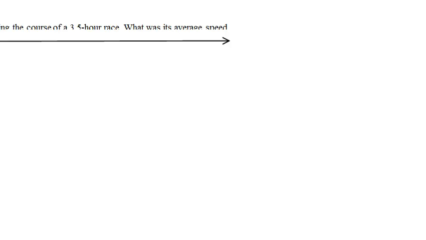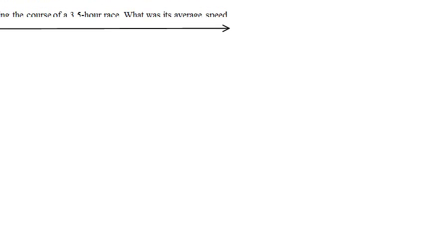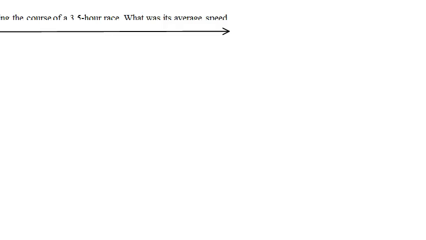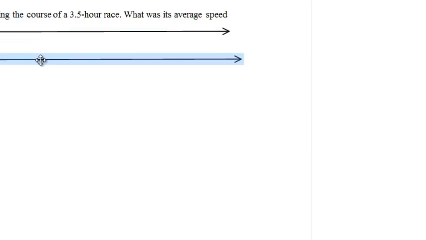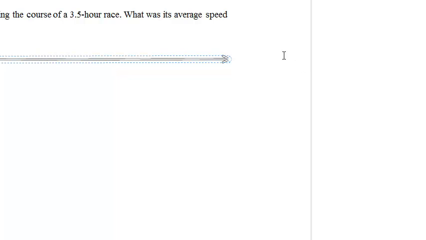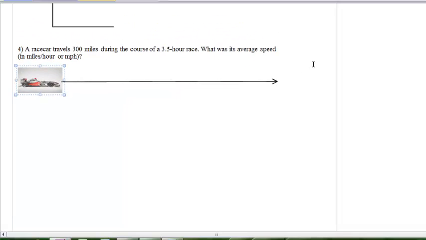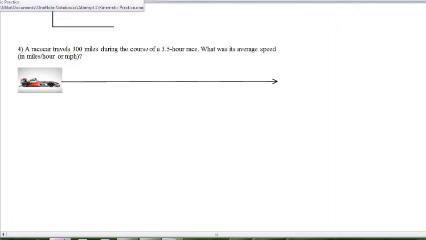Okay, a race car travels 300 miles during the course of a 3.5-hour race. It's got cut off a little, but you can read it. What was its average speed in miles per hour, or mph? Okay. Now, let me shift this one too. This was a question that most people did fine with because it was explicitly asking for average speed, and that's what people seem to want to find anyway.